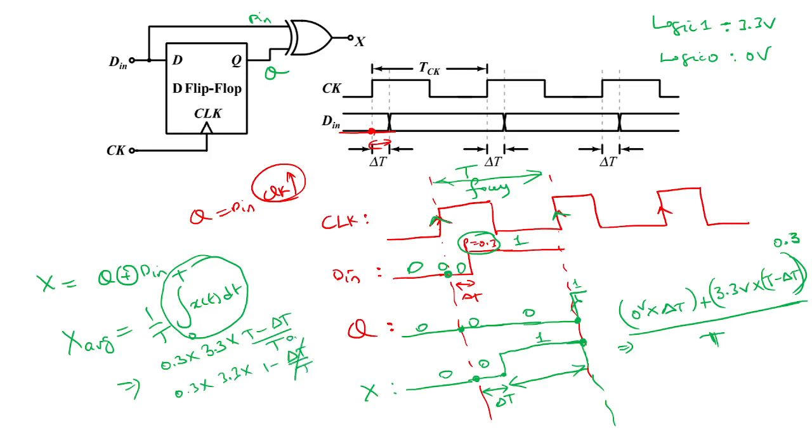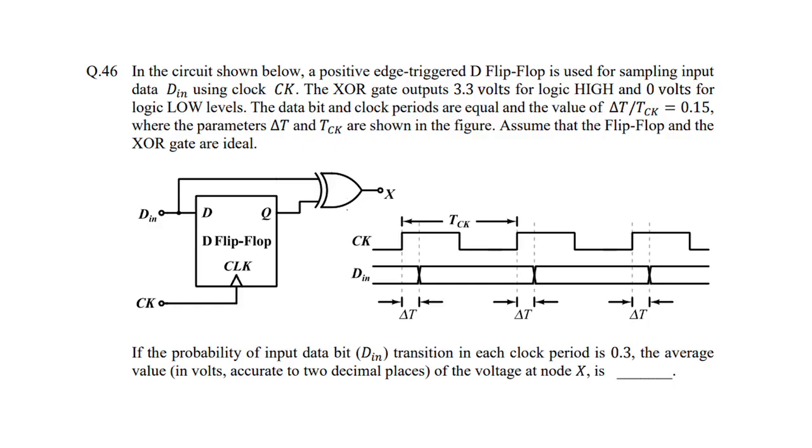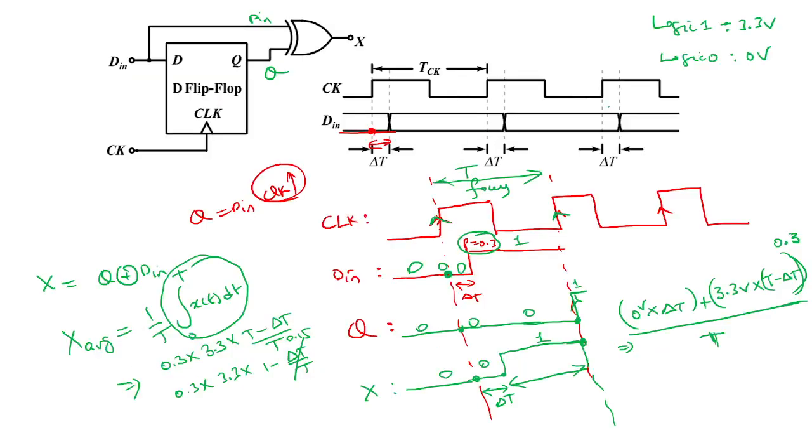Delta t by T is 0.15, that's what they have given already. See here, delta t by T is 0.15. So this is 0.3 times 3.3 into 0.85. Whatever is the answer accordingly.